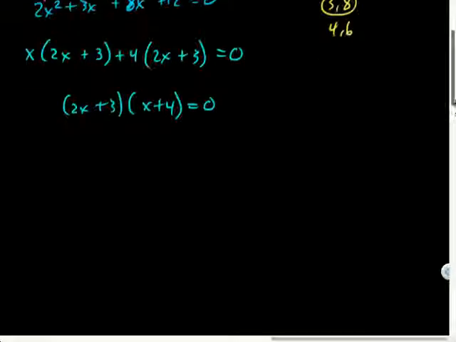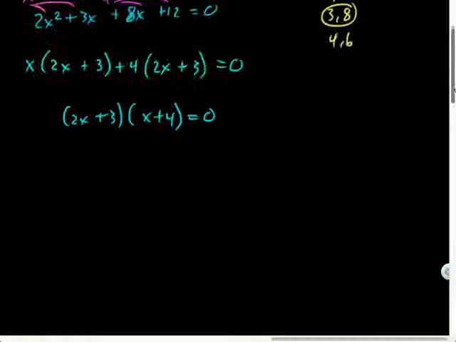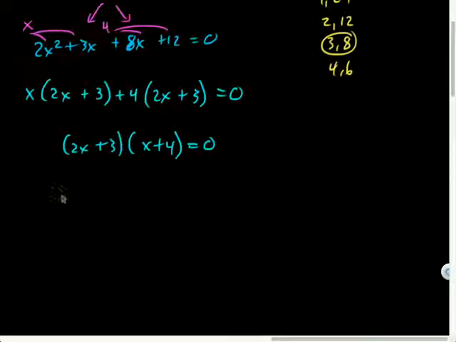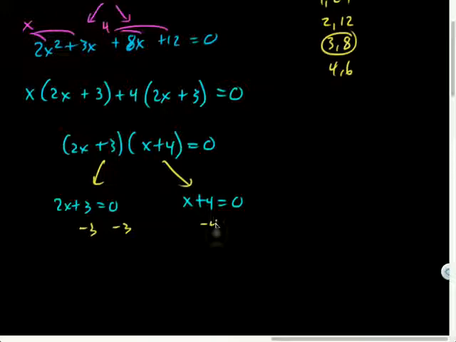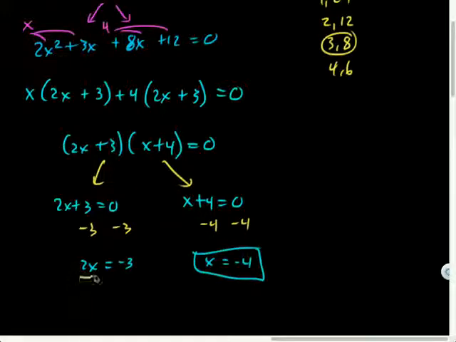To find my answers to the quadratic, I can set each one of these equal to 0 and solve. So I split those up, by the way. So subtract 3, subtract 3, subtract 4, subtract 4. And divide by 2 over here. Hey, it looks like my answers are rational.